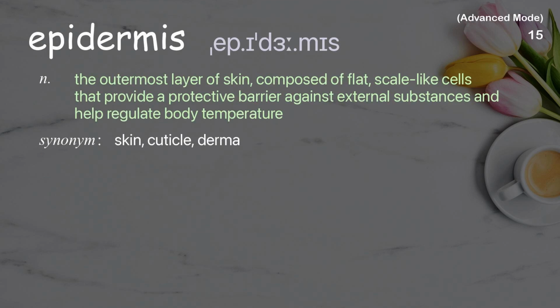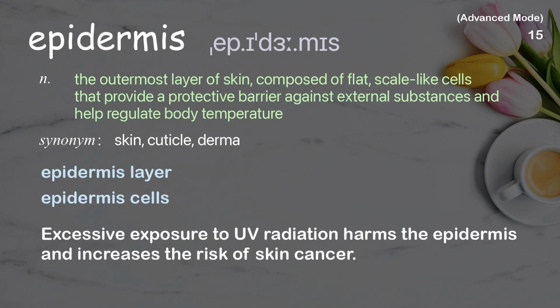Epidermis. The outermost layer of skin, composed of flat, scale-like cells that provide a protective barrier against external substances and help regulate body temperature. Examples. Epidermis layer. Epidermis cells. Excessive exposure to UV radiation harms the epidermis and increases the risk of skin cancer.